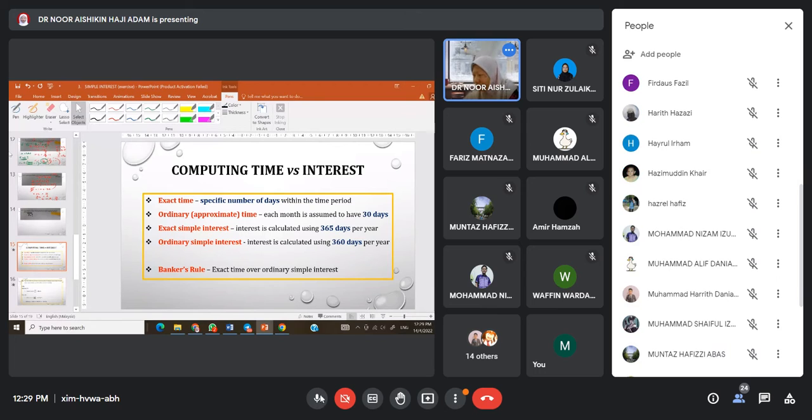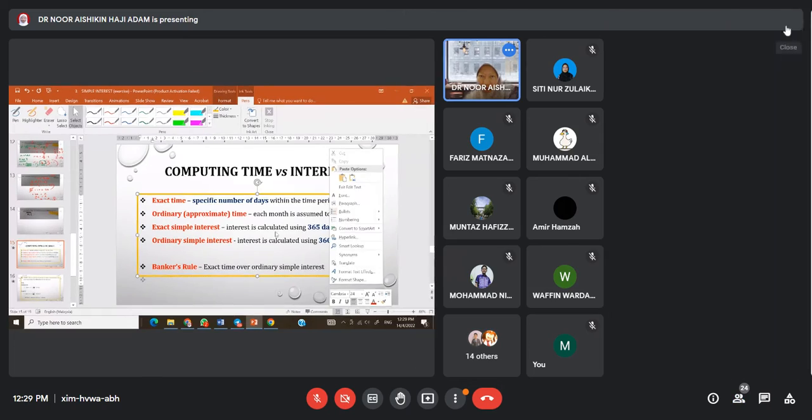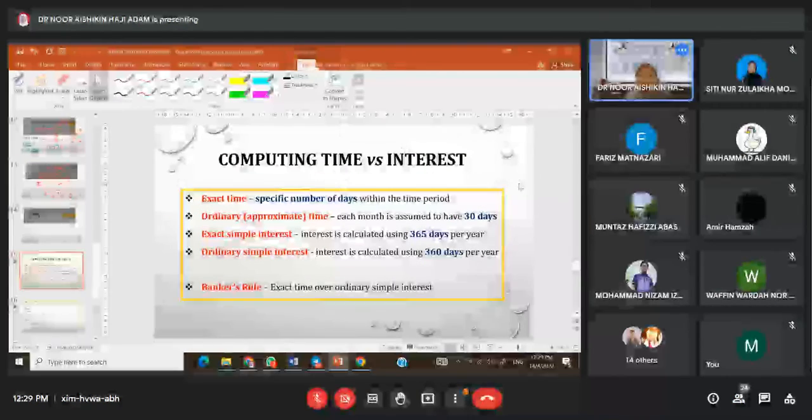Dia tak boleh masuk sebab dia masuk lambat. Mana dia?